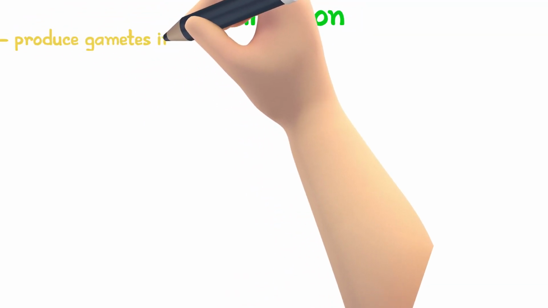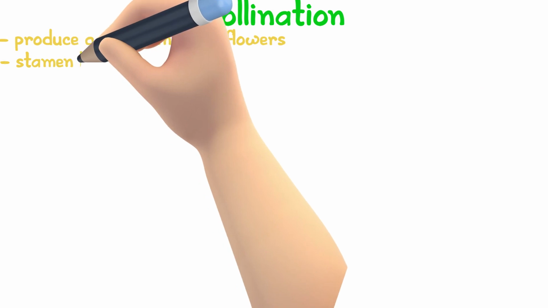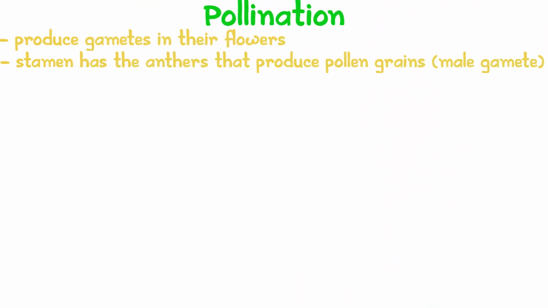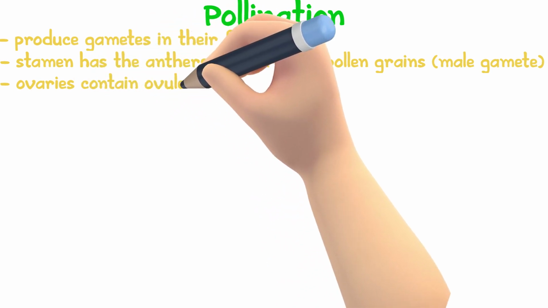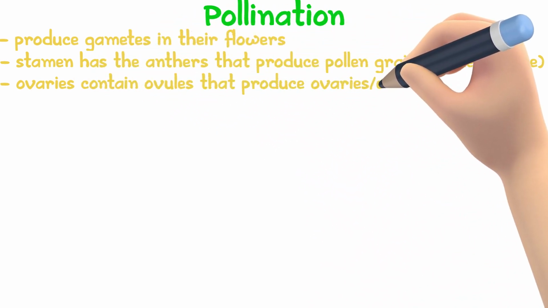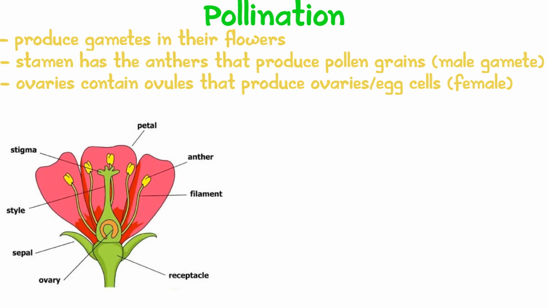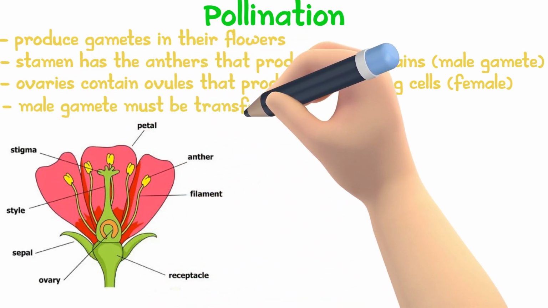Plants that reproduce sexually produce gametes in their flowers. The stamen holds the anthers that produce the pollen grains, which are the male gametes. The ovaries contain the ovules that produce the ova or egg cells, the female gametes. For sexual reproduction to take place, the male gamete must be transferred to the female gamete.